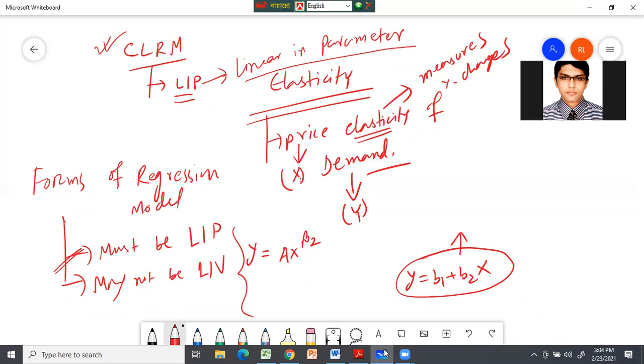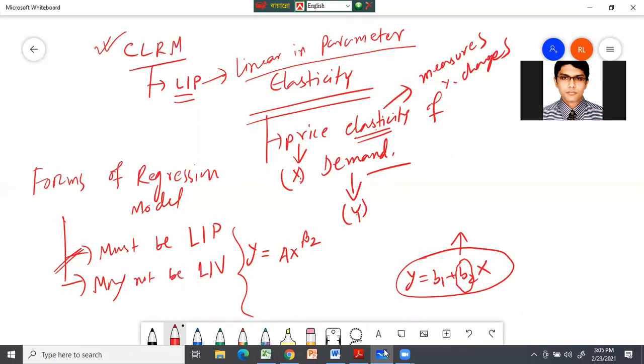What is shown here is the beta B2, which is the slope coefficient in this linear regression model. And this B2 or beta 2 is actually measuring the absolute change. I repeat, this B2 or beta 2 is measuring the absolute change in the dependent variable y due to the absolute change in the independent variable x. Okay. But when we are talking about the elasticity concept, which is one of the major economic variables, elasticity always measures the percentage change, also known as relative change. It does not measure the absolute change.